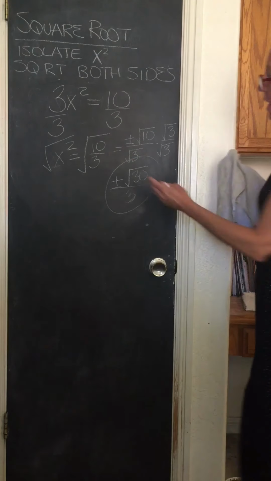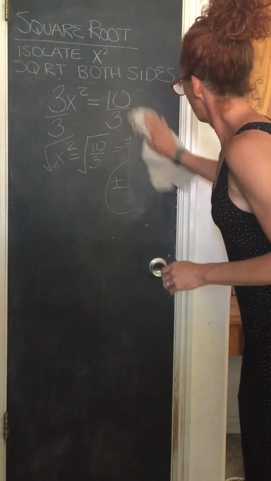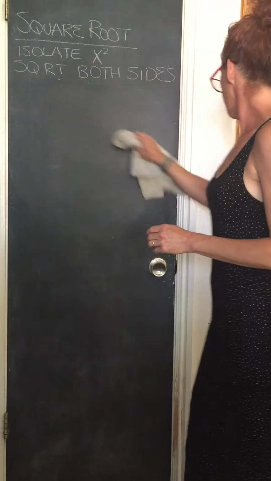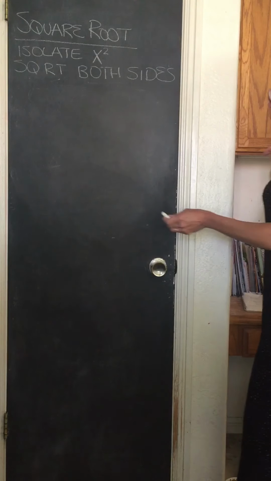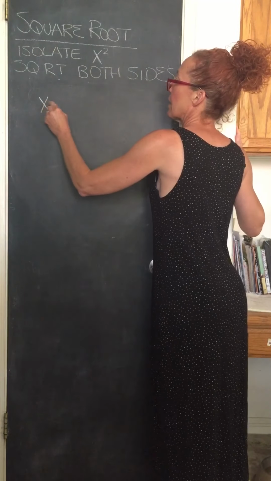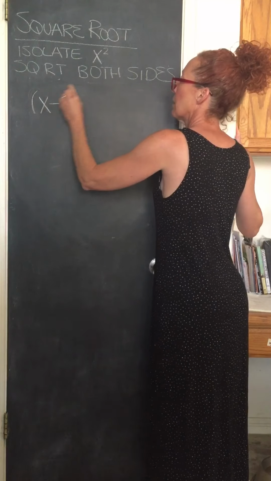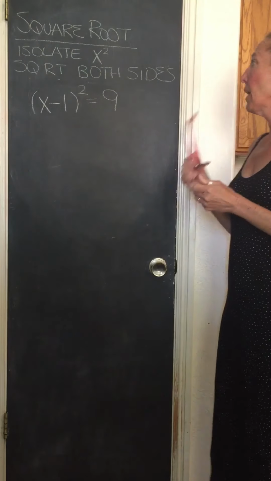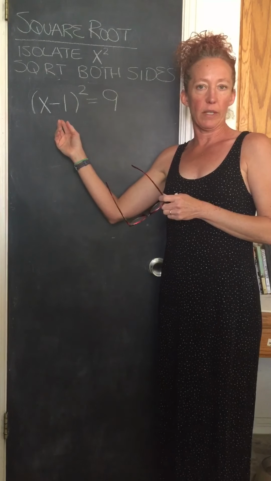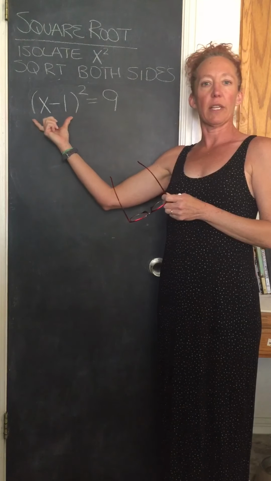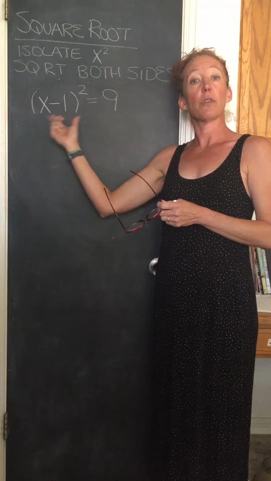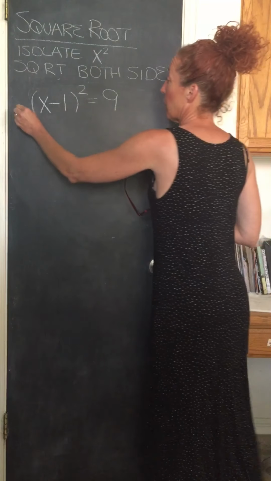All right, sometimes we're going to have more than one term that is being squared. So you might have something like this, x minus 1 squared equaling 9. It doesn't look like the square is isolated here, but it actually is because it's this entire quantity that's being squared. So right here, we're ready to take the square root.